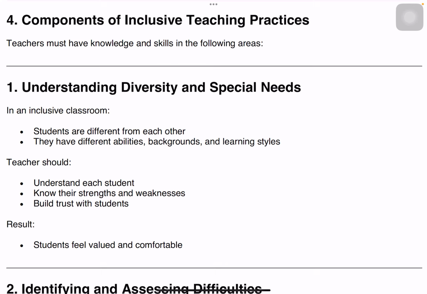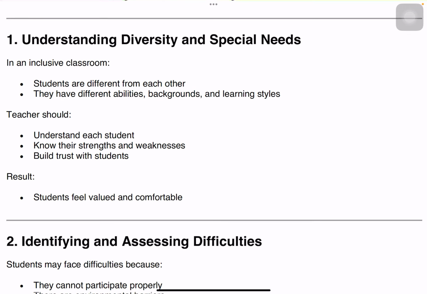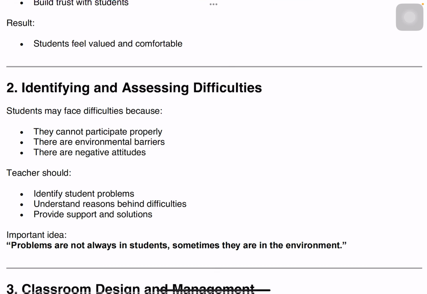Components of inclusive teaching practices. Teachers must have knowledge and skills in the following areas: understanding diversity and special needs. In an inclusive classroom, students are different from each other. They have different abilities, backgrounds, and learning styles. Teachers should understand each student, know their strengths and weaknesses, build trust with students. Result: students feel valued and comfortable.